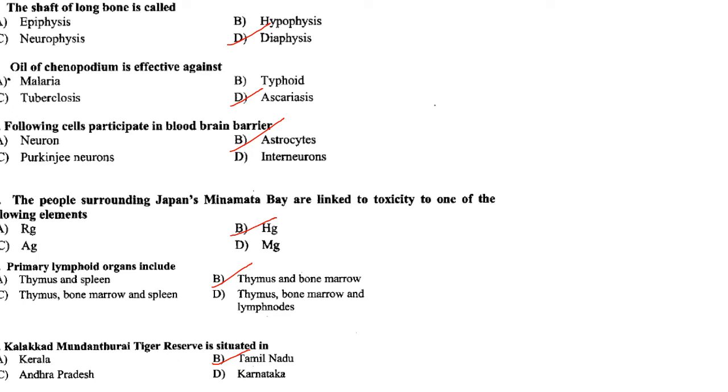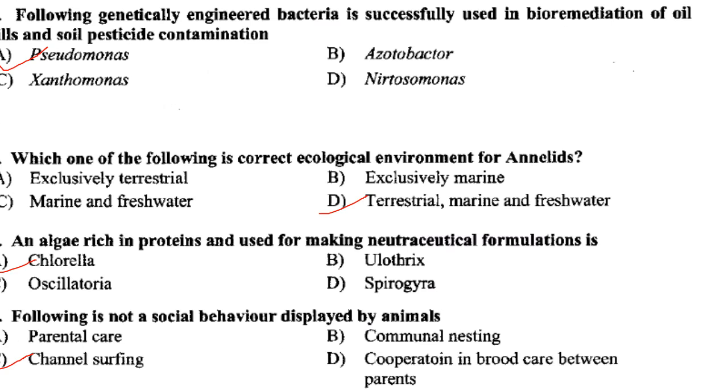Answer is option B. Then, following genetically engineered bacteria is successfully used in bioremediation of oil spills and soil pesticide contamination. So it is Pseudomonas putida that is used successfully in bioremediation of oil spills and soil pesticide contamination.